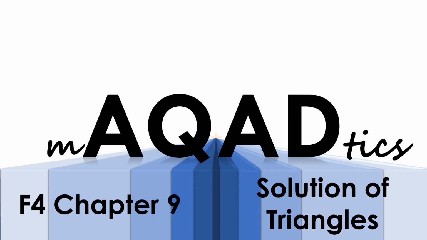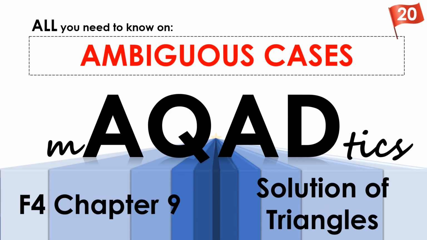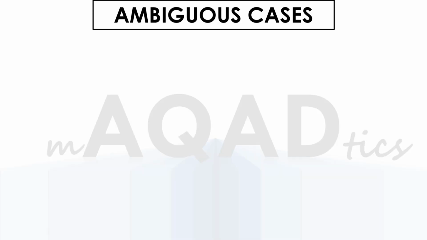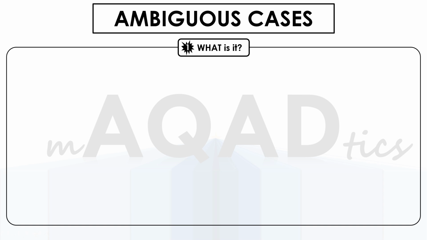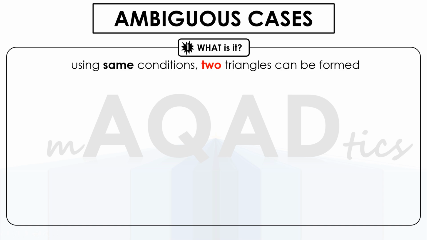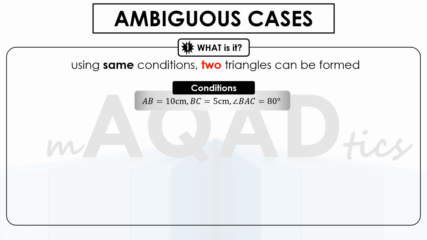So today's video will be lesson 20, everything you need to know on ambiguous cases. So what are ambiguous cases? It's actually using the same conditions, two triangles can be formed. For example, we have these conditions: line AB is 10 cm, BC is 5 cm, and angle A is 80 degrees.